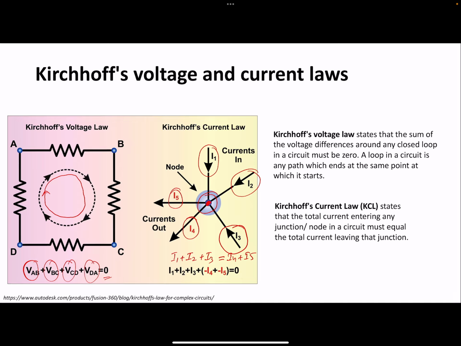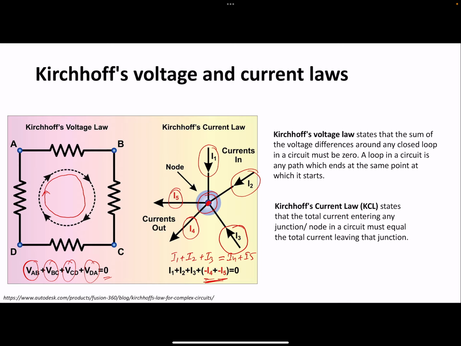And of course, if you take I4 and I5 to the left-hand side, it comes out to be minus I4 minus I5. So Kirchhoff's current law states, again, that the total current entering the node must be equal to the total current getting out of the node. So please remember Kirchhoff's voltage law and Kirchhoff's current law.